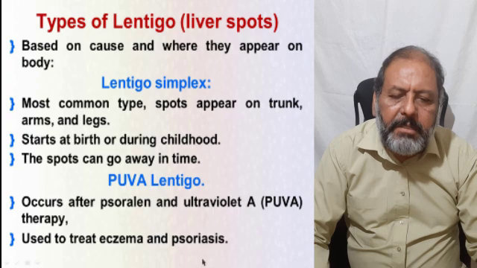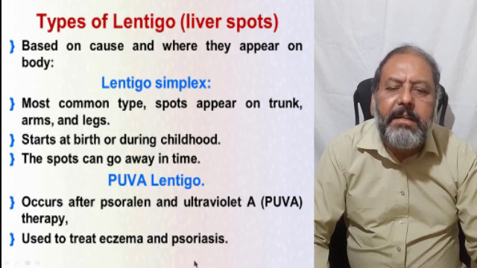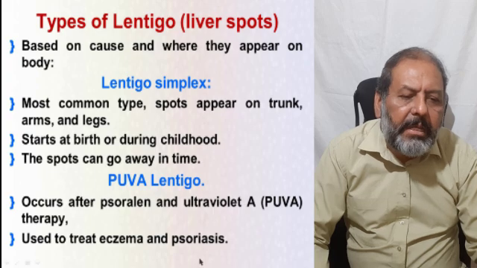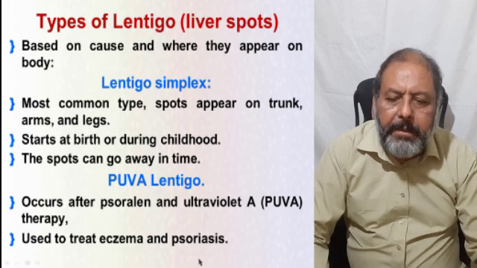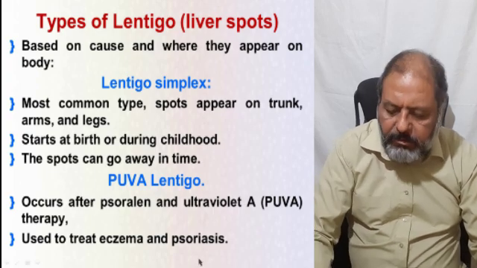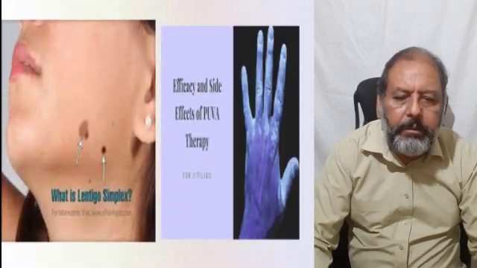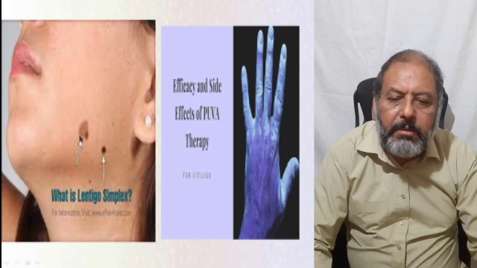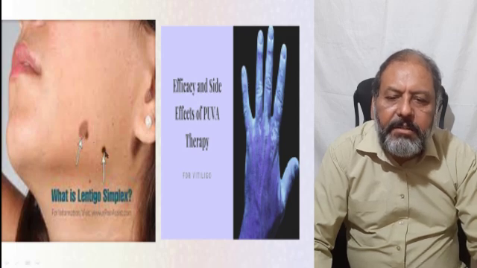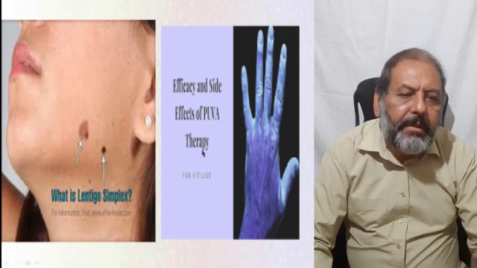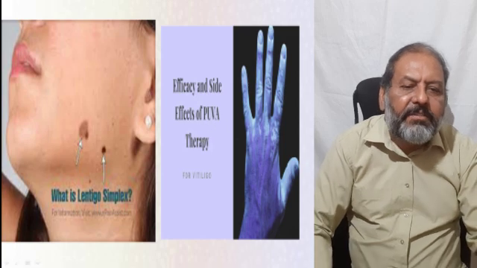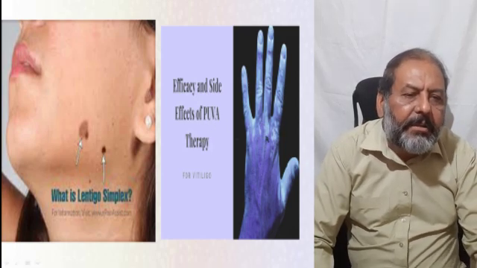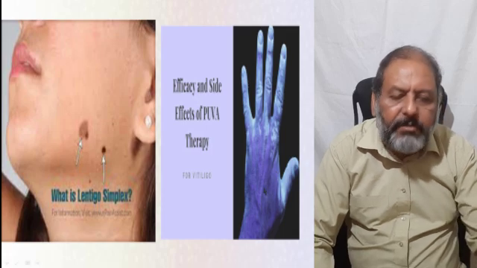The other type is PUVA lentigo. It occurs after psoralen and ultraviolet A (PUVA) therapy, used to treat eczema and psoriasis. And here one can see the sunspot, that is lentigo simplex. And here, regarding the efficacy and side effects of PUVA therapy, one can have lentigo at different parts of the body.